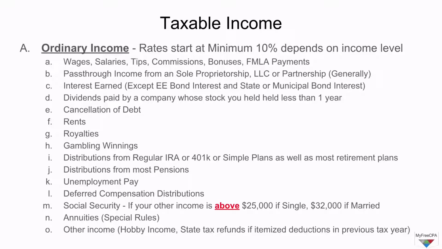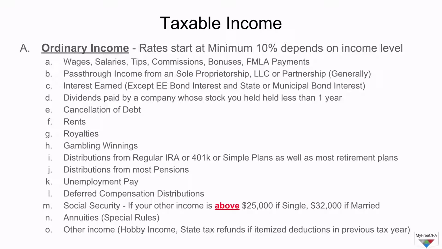Next, dividends paid by a company whose stock you held less than a year. That counts as ordinary income. We're going to go over that later as well in capital gains. Cancellation of debt. This is mostly going to any cancellation of debt other than usually like your household. So if you had a mortgage and you had that debt canceled, there's currently a tax break in which they don't count that cancellation of debt from the mortgage of your personal residence as income. All other cancellations of debt, like credit cards, are income. You'll be getting a 1099-C if you have that income.